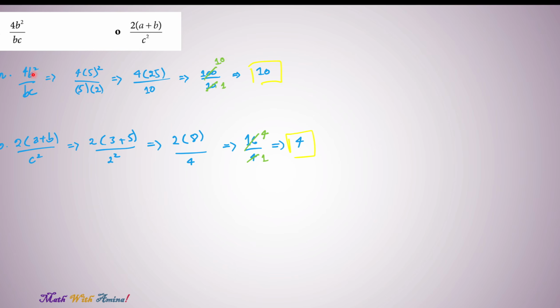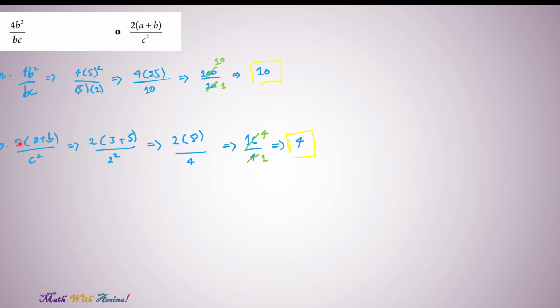Next, we have 4b squared over bc. So this would become 4 multiplied by 5 whole square. In the denominator, 5 multiplied by 2. So in here, we solve the exponent first. 5 multiplied by 5 is equal to 25. Then 4 multiplied by 25 is equal to 100. And in the denominator, 5 multiplied by 2 is equal to 10. So it would become 100 over 10. If we further simplify it, 10 multiplied by 1 is equal to 10. 10 multiplied by 10 is equal to 100. So 10 is the final value of this expression.